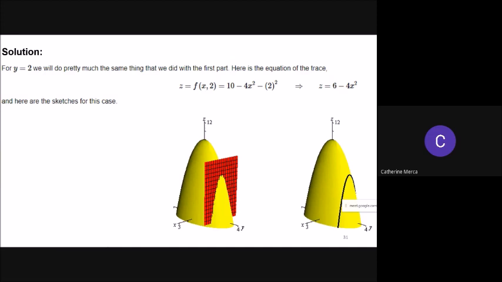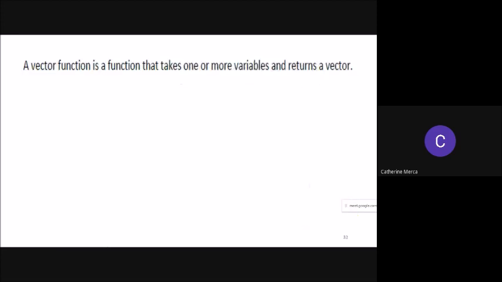Pero para lang ma-picture out lang ninyo ang mga traces. Pero dahil natapos naman natin ang quadratic surfaces, hindi na masyado mahirap i-picture out.